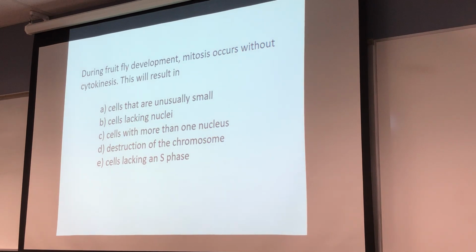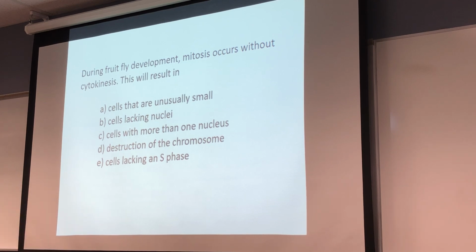Okay, so last set of questions. During fruit fly development, mitosis occurs without cytokinesis. This will result in what? If you have mitosis without cytokinesis, what is going to happen? Cells that are initially small, cells with more than one nucleus, destruction of the chromosomes, or cells lacking an S phase. What do you think is going to happen?